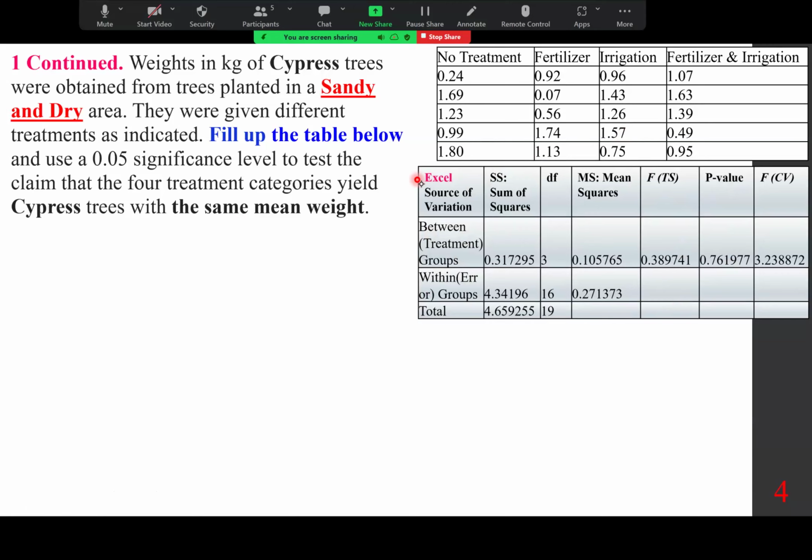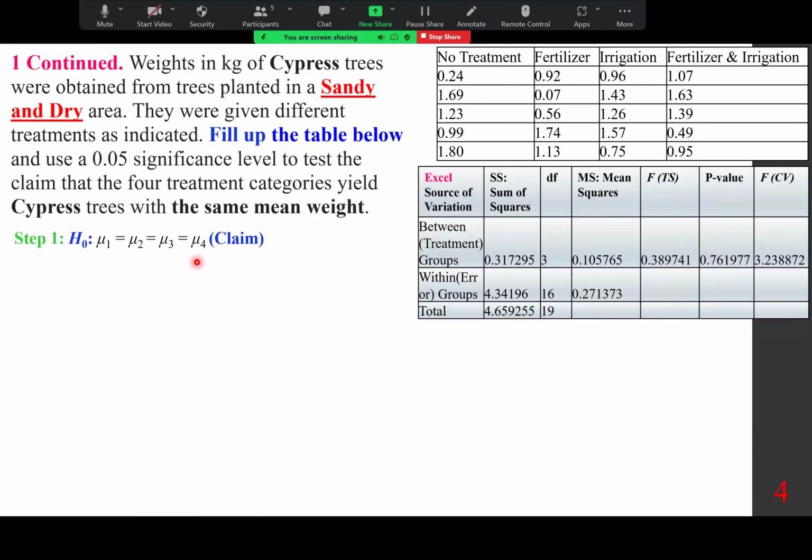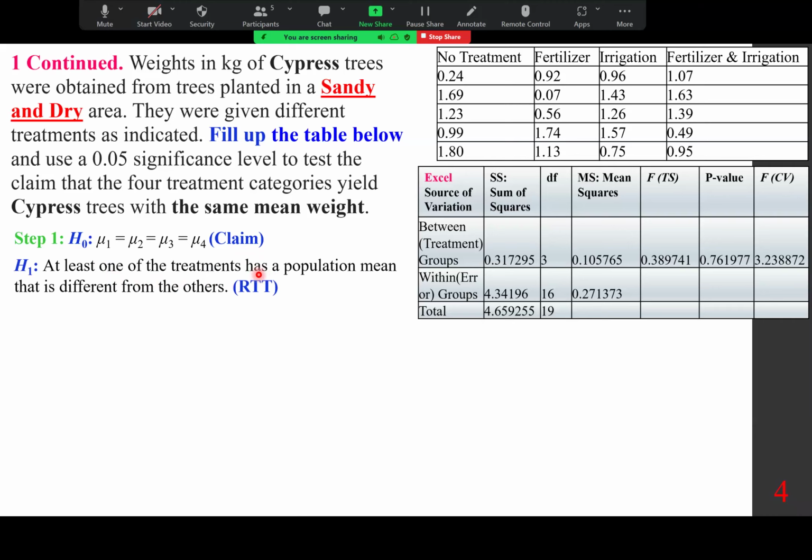And now let's write step 1, H0 and H1. H0 says mu1 equals mu2 equals mu3 equals mu sub 4, because we have 1, 2, 3, 4 categories for treatments, for factors, if you will, and that is the claim. On the other hand, H1, at least one of them is different. So at least one of the treatments has a population mean that is different from the others. And it's always right tail test. So we need the test statistic. And test statistic is this number. Again, it's generated by Excel. And I showed you how to do this by hand. So test statistic has a F value of 0.38971.